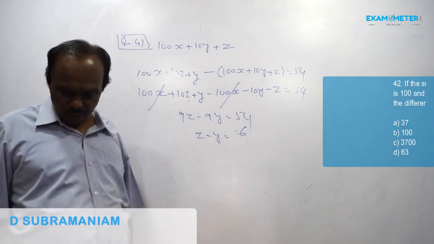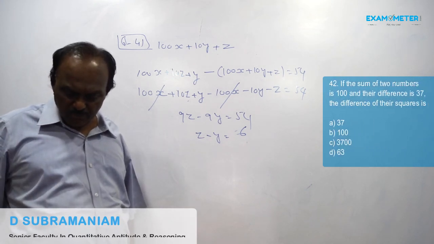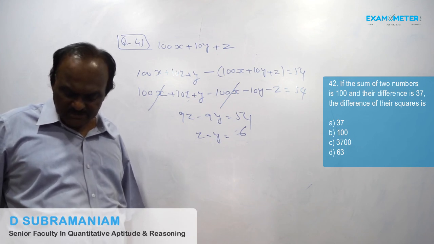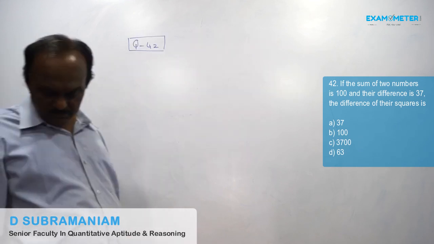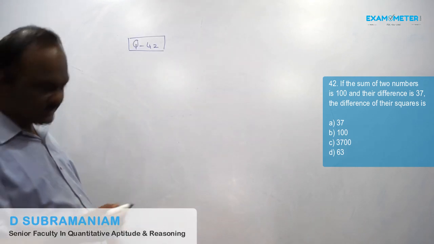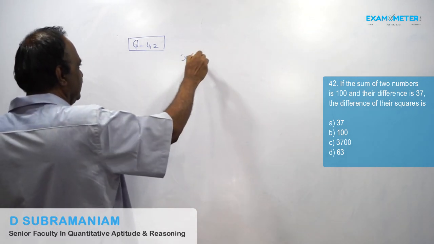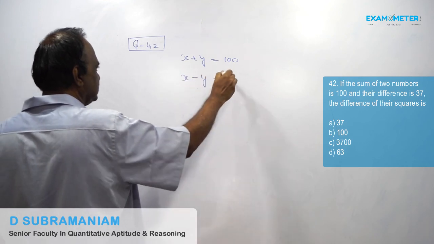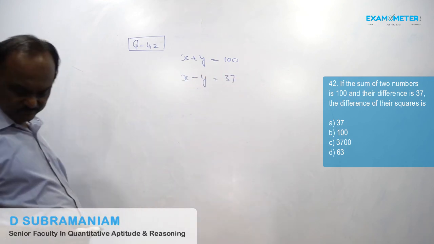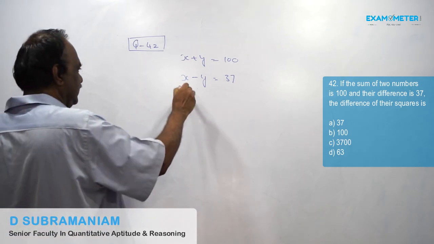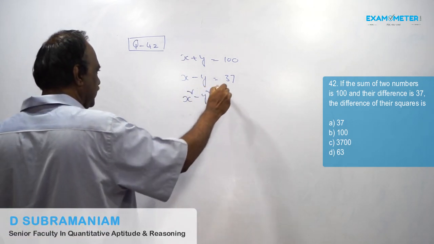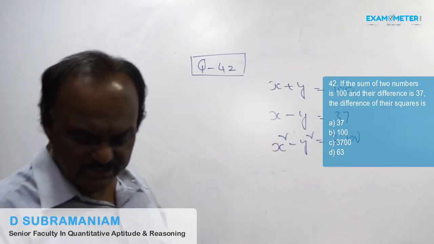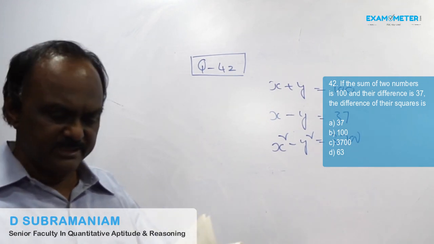Question number 42. If the sum of two numbers is 100 and their difference is 37, the difference of their squares. Sum of two numbers is 100. X plus y is equal to 100. X minus y is equal to 37. Therefore, x square minus y square is equal to, multiply these two. That is 3700. So answer is 3700.